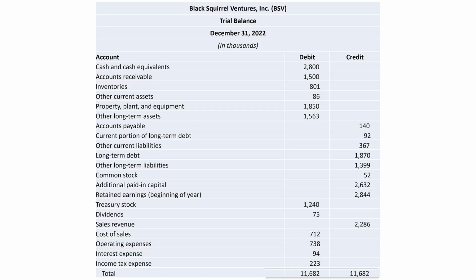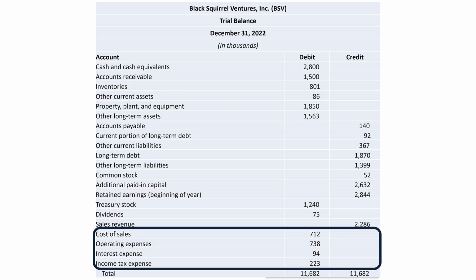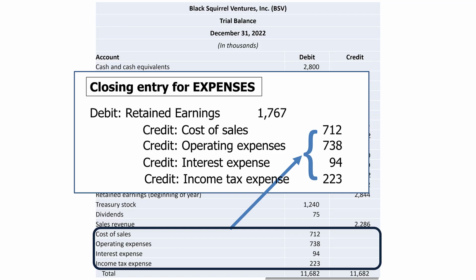Next up, we have the closing entry for expenses. In this case, we have 4 expenses listed: cost of sales, operating expenses, interest expense, and income tax expense. So what we're going to do is debit retained earnings for the total of those expenses and then credit each one of those expenses individually. So that's our closing entry.